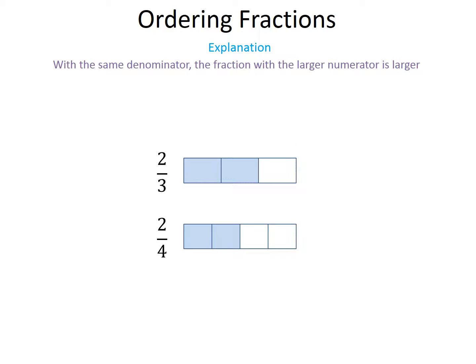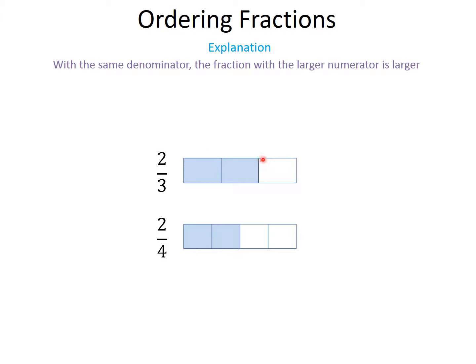The way we can think about that is, imagine these were two strangely shaped pizzas. The top one is cut into 3 slices and you get to have one. The bottom one is cut into 4 slices, and you get to have one. Which one is going to give you a bigger slice? It's going to be this one here, isn't it?